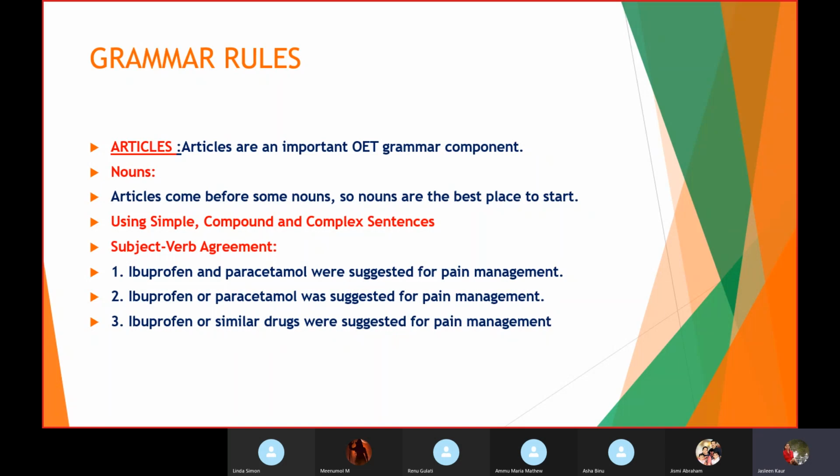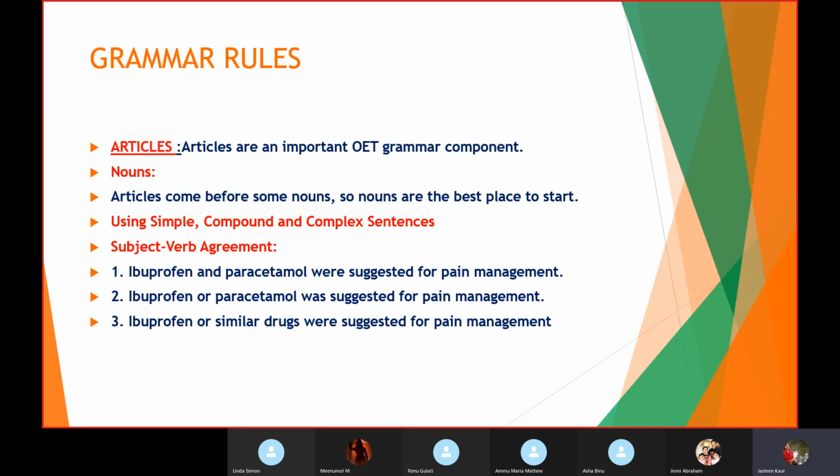And another thing, yes, it is a good way if you want to score high, you use simple, compound, and complex sentences. Simple, we just say simple words, like Mr. X experiences pain. This is a simple sentence.